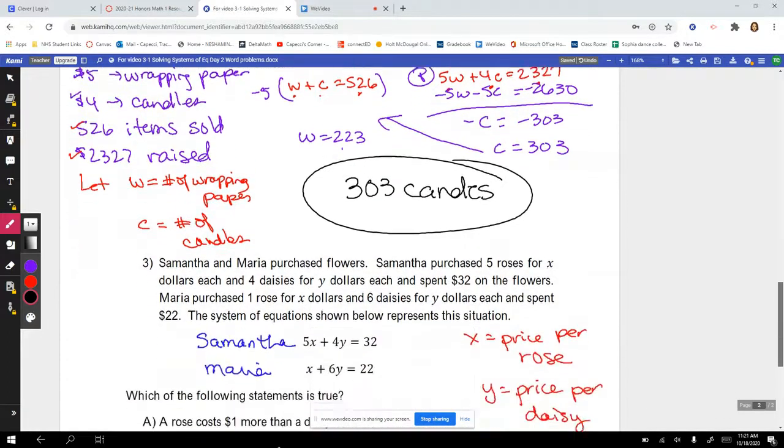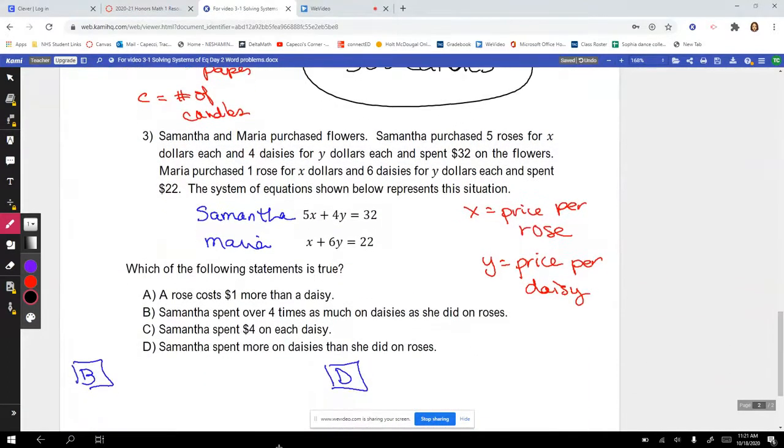Okay, let's look at our last problem for today. Now, this one's a little bit different. First of all, it's multiple choice. You see this a lot on standardized tests, and the setup's different. It says Samantha and Maria purchased flowers. Samantha purchased 5 roses for X dollars each and 4 daisies for Y dollars each, and spent $32 on flowers. Maria purchased 1 rose for X dollars and 6 daisies for Y dollars each, and she spent $22 versus the $32 that, I'm sorry, Samantha spent.